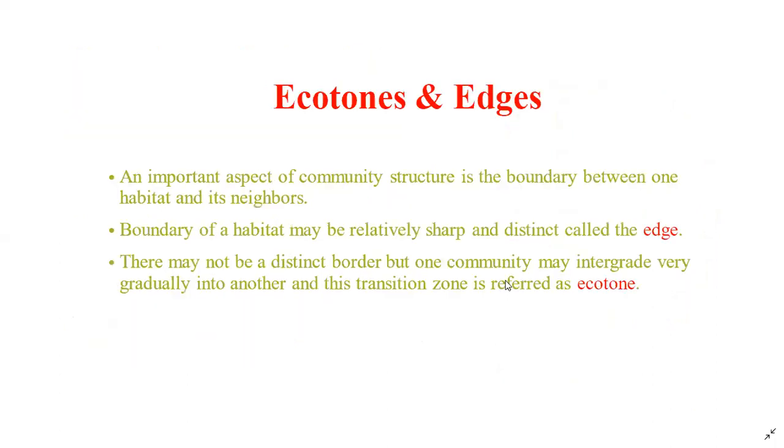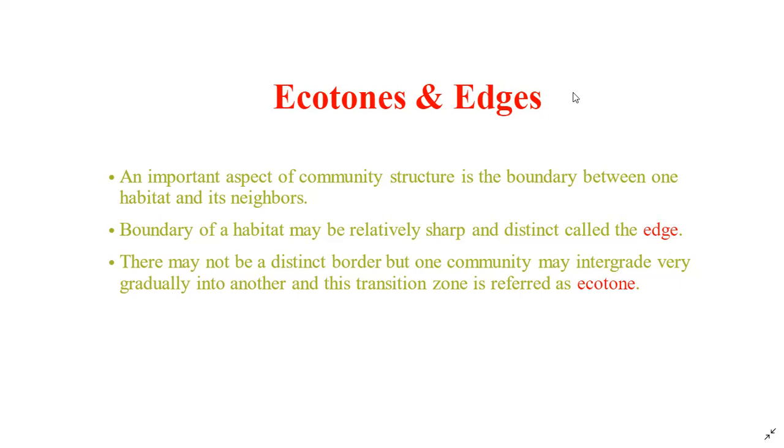Okay, now we will talk about something which is very important, that is ecotones and edges. This is a very important aspect of community structure: the boundary between one habitat and its neighbor. We all know there is no clear-cut demarcation between two habitats, except where we can see the sea being separated from the shore and so on. But generally we cannot see a very clear-cut edge or boundary between two habitats.